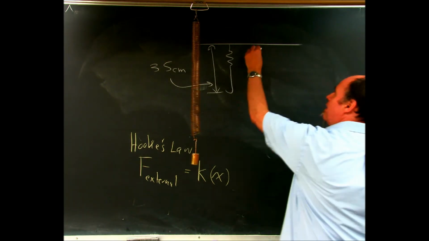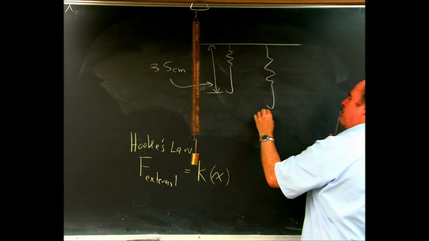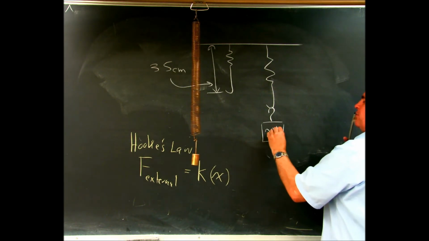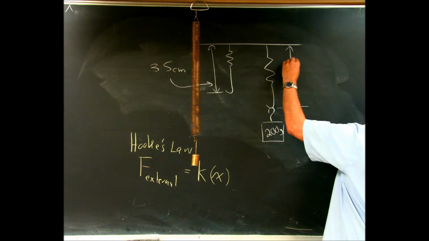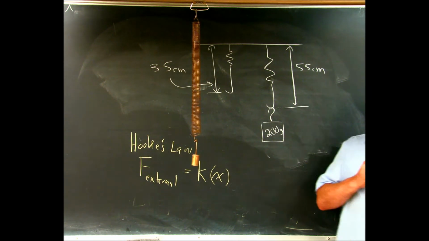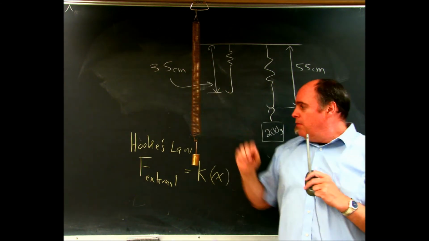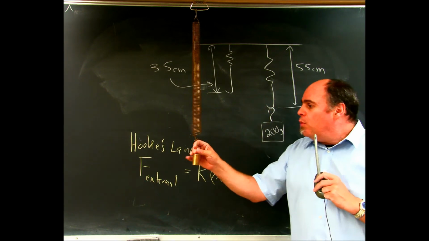So when I put that mass on it, the spring has stretched, and I have this little weight on it, this little mass. This mass is 200 grams. And now the bottom of the spring is at a height of 55 centimeters. So with that information, I can tell you how stiff this particular spring is, because this formula will tell me what's happened.